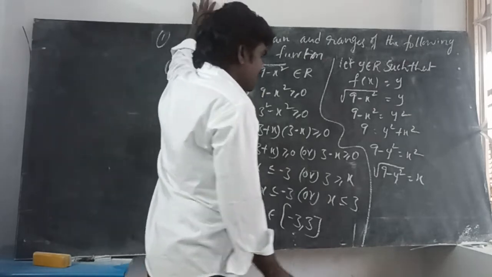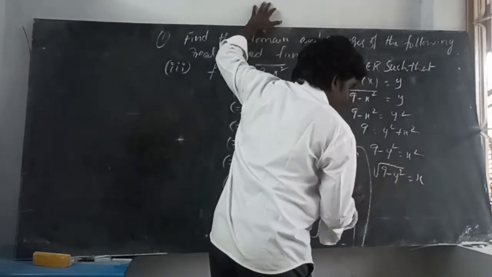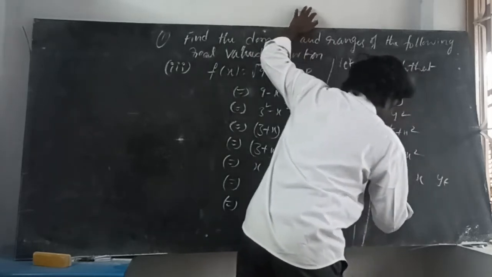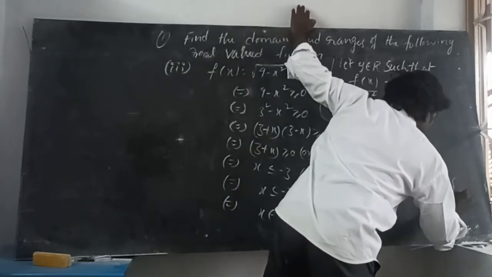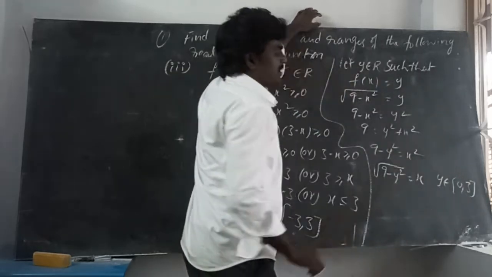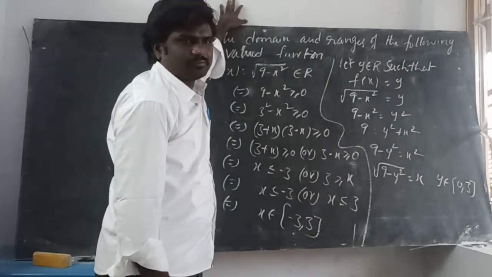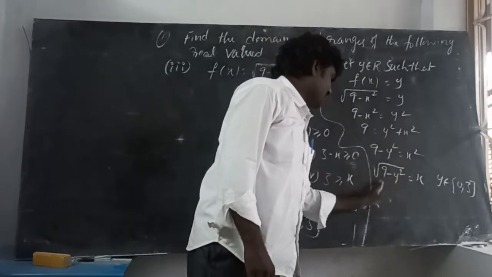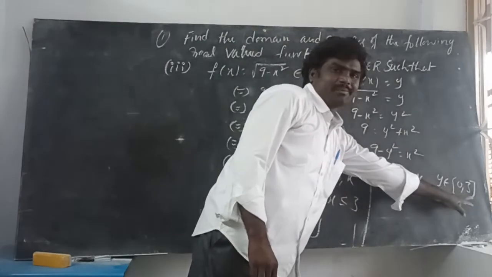So here the values of 9 minus y square are what? y is greater than or equal to 0, no? That's why the values are 0 to 3. y belongs to the square root of 9 minus y square, whose values are 0 to 3.